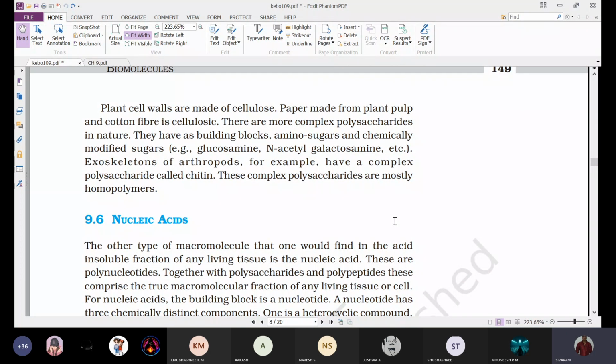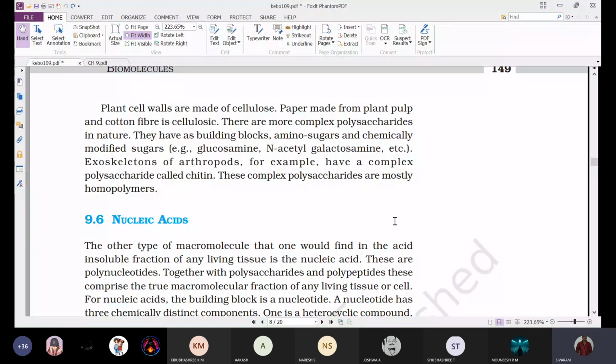And some cotton fibers are cellulosic. That means the cotton fibers are also cellulosic in nature. There are more complex polysaccharides in nature.